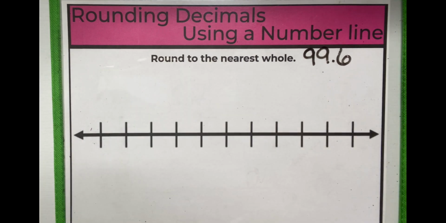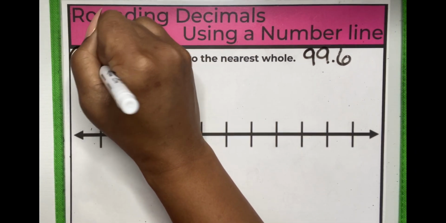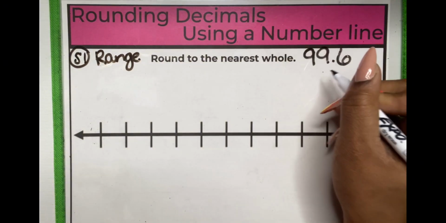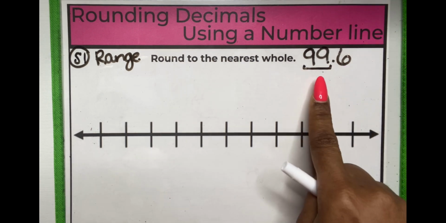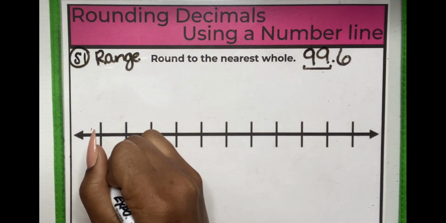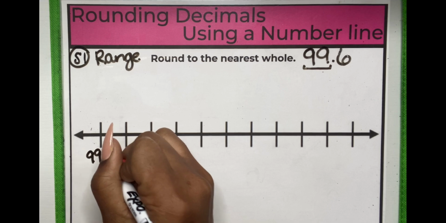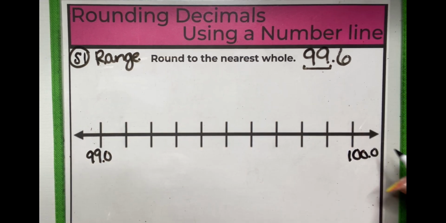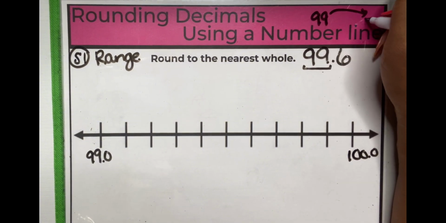Step 1 is to what? Find our range. This is your whole number, 99. You start at the whole number and count up to the next number. 99. What's after 99? 100. Very simple. So your range is 99 to 100.